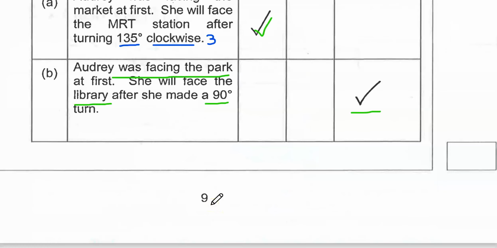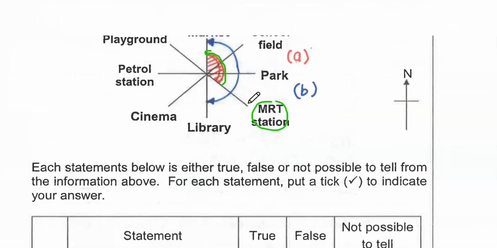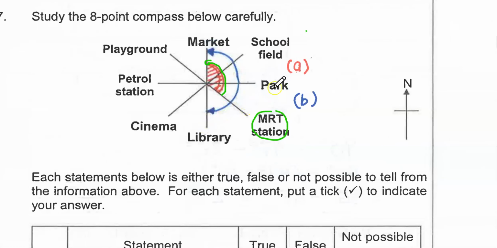So at first she was facing the park. Where's the park? Take a look here. If she turns 90 degrees, it could be down here, or it could be the other side, facing the market or facing the library. So it is not possible to tell with a statement that does not tell you whether it's clockwise or anti-clockwise.